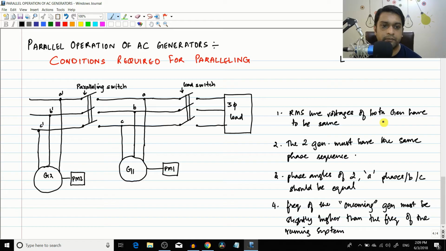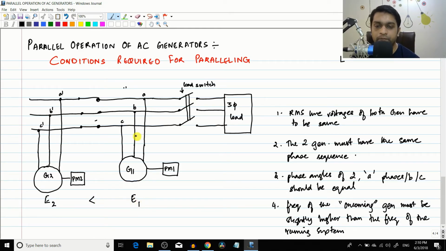The first case is that the RMS line voltage of both the generators has to be the same. Now what happens if the RMS line voltage is not the same? Say for example the RMS value is not the same and you do a bad thing and close the switch here. That means the voltage between VA'B' and the voltage between VAB is not the same. So, for example, this value E2 is less than E1.